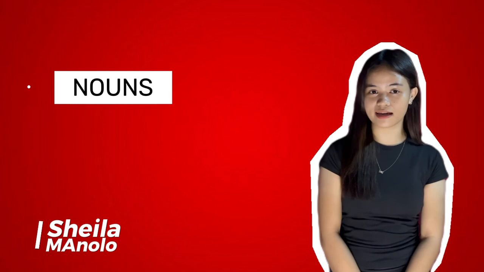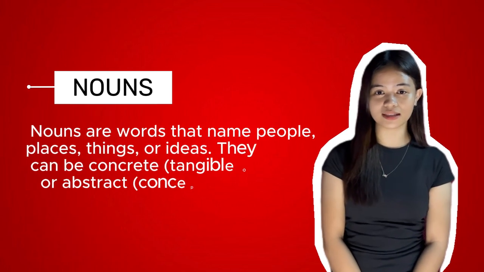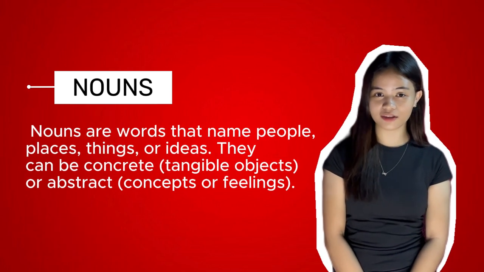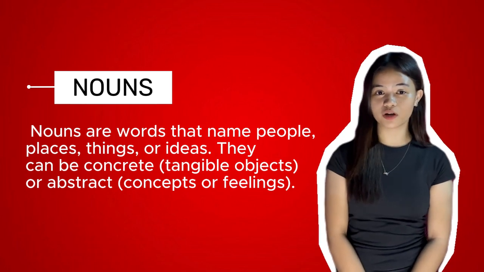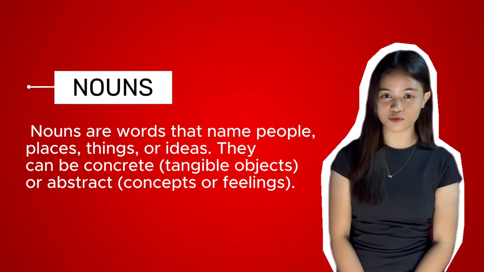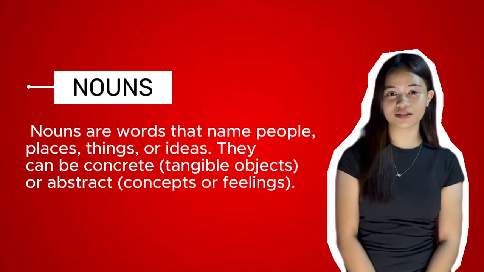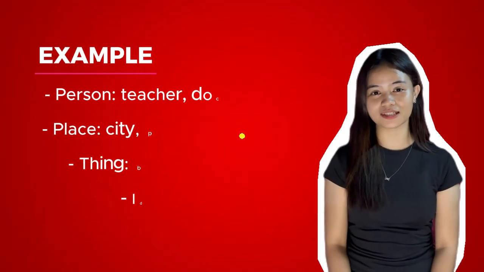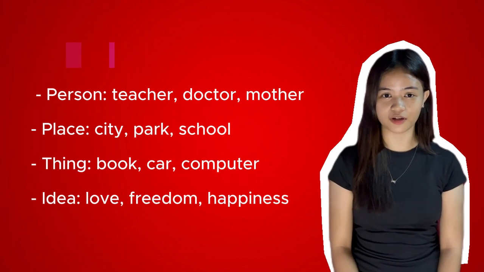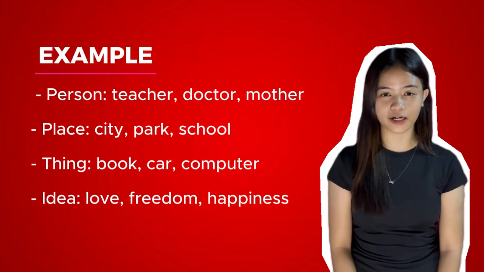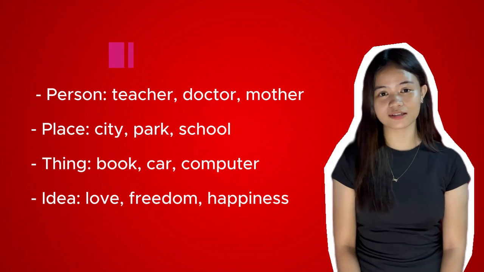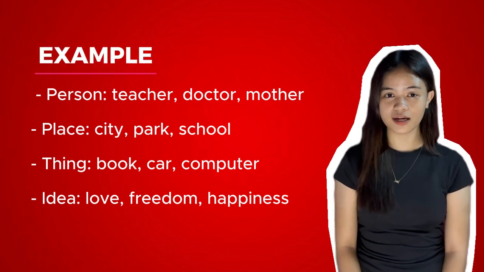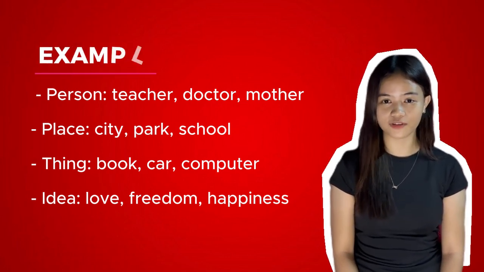So first is nouns. Nouns are words that name people, places, things, or ideas. They can be concrete, which are tangible objects, or abstract, which are concepts or theories. The examples for person are teacher, doctor, and mother. For place: city, park, school. For thing: book, car, computer. And for idea: love, freedom, and happiness.